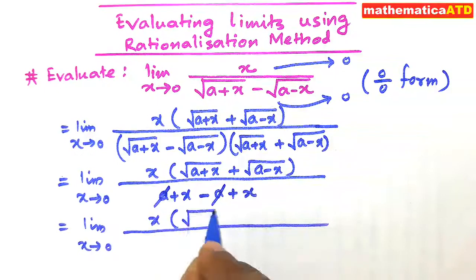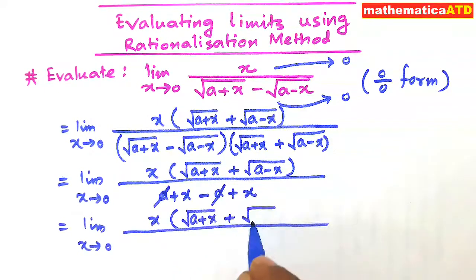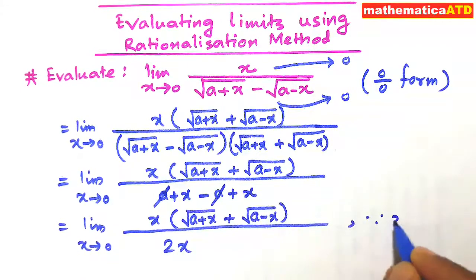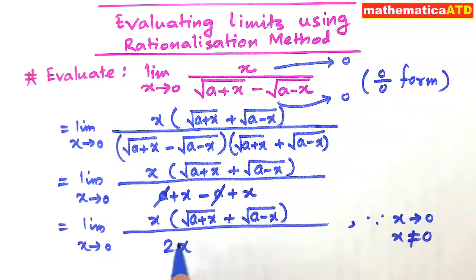And now we are getting limit x tends to 0, numerator is x into root over a plus x plus root over a minus x, divided by twice x. Now one thing is very important: since x is tending to 0, x is not equal to 0 and this x is in your denominator. So since x is not equal to 0, twice x is also not equal to 0. So you can cancel this x. That means you can divide both numerator and denominator by x. So we are just cancelling these two x's. So ultimately what are we getting here?